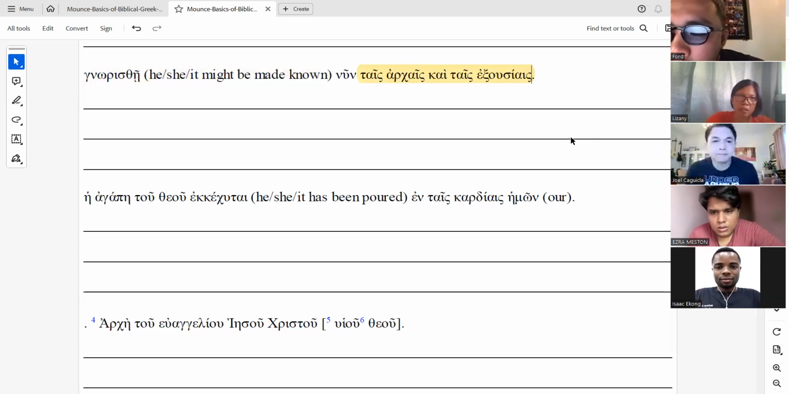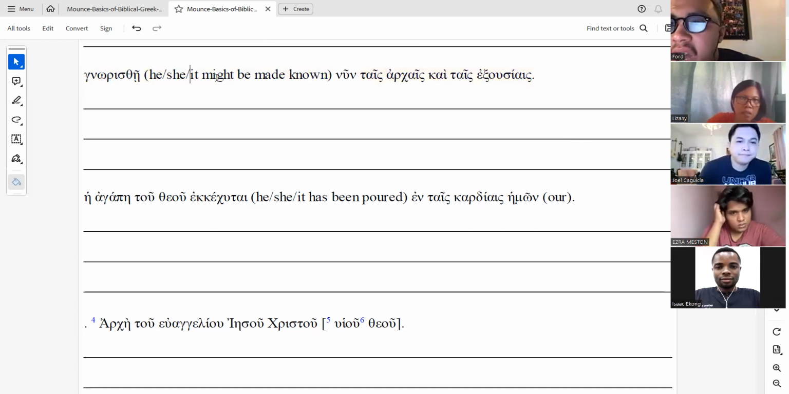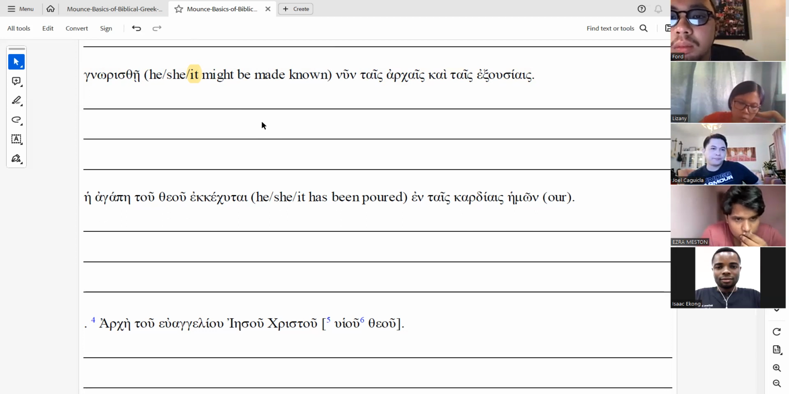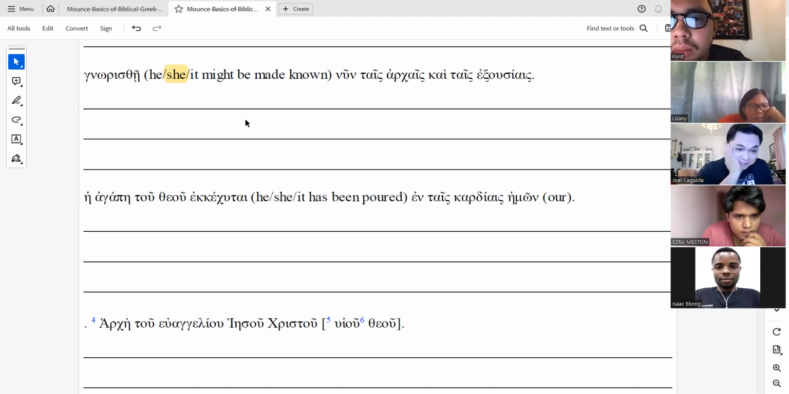Again, in the context we are not very sure. If it's referring to the Messiah, we will choose he: he might be made known to the rulers and to the powers. But if this is referring to the gospel, we will use it: it might be made known to the rulers and to the powers. But let's use a third option. If it is Mary, the mother of Jesus, we will use she. But likely, we do not have that in the Bible. Now, she might be made known. Marian theology ba to? Anyway, but of course, we do not have that. But thank you, Ate Lisa. Thank you for that.